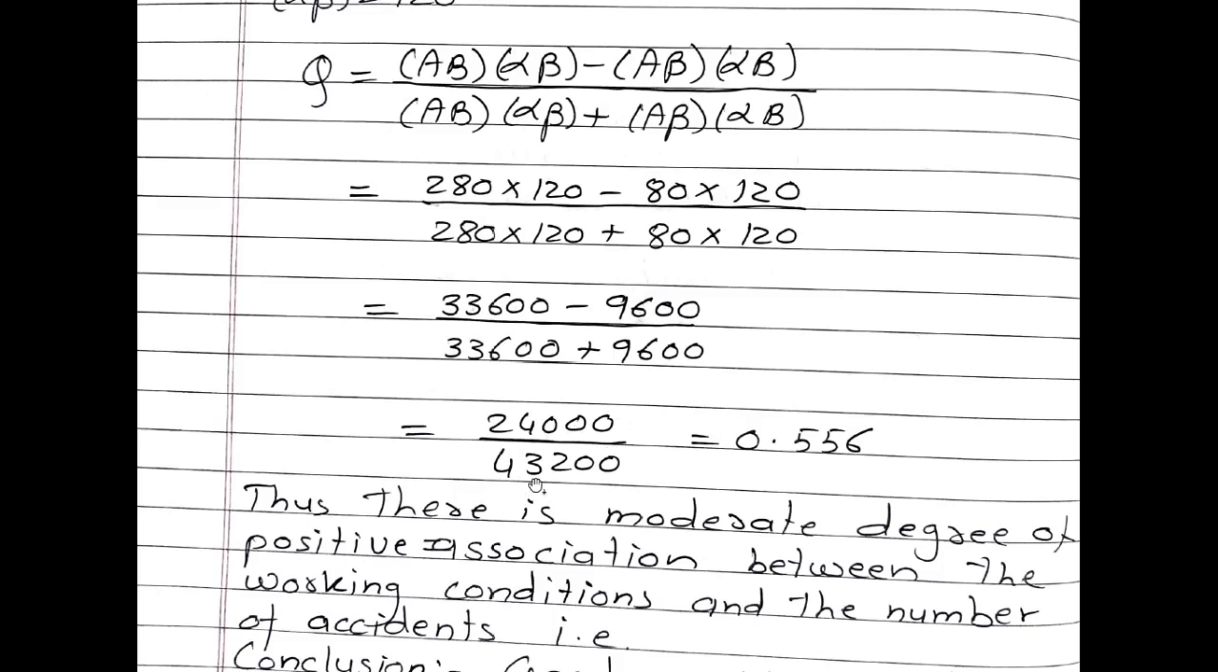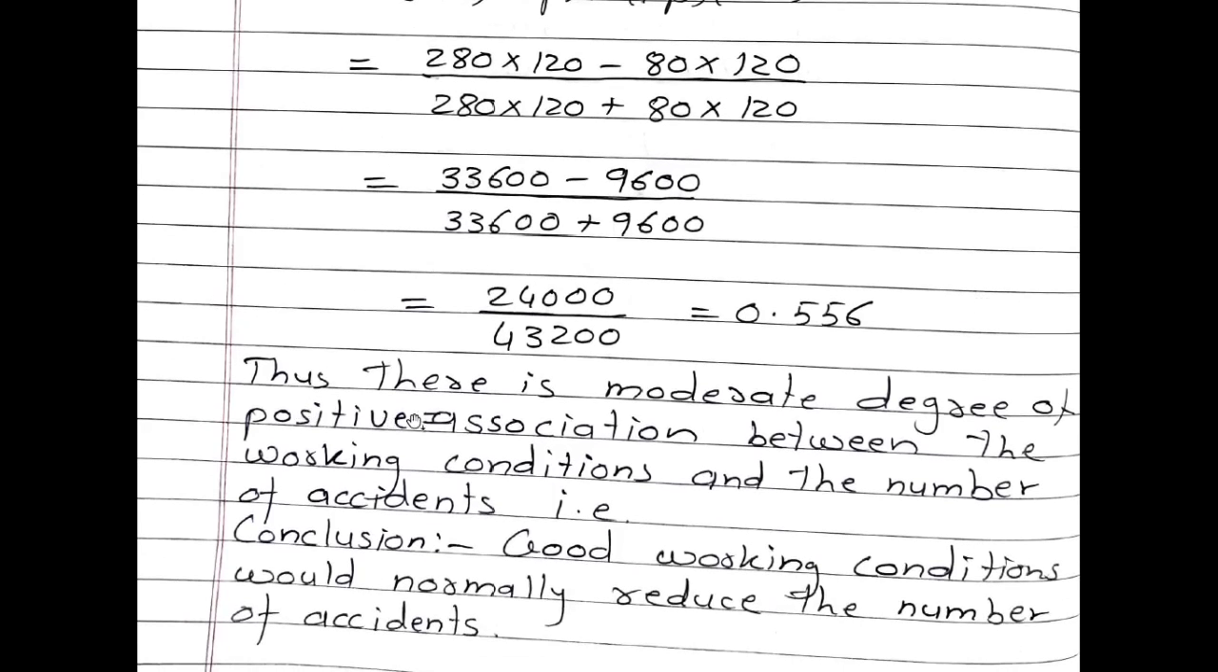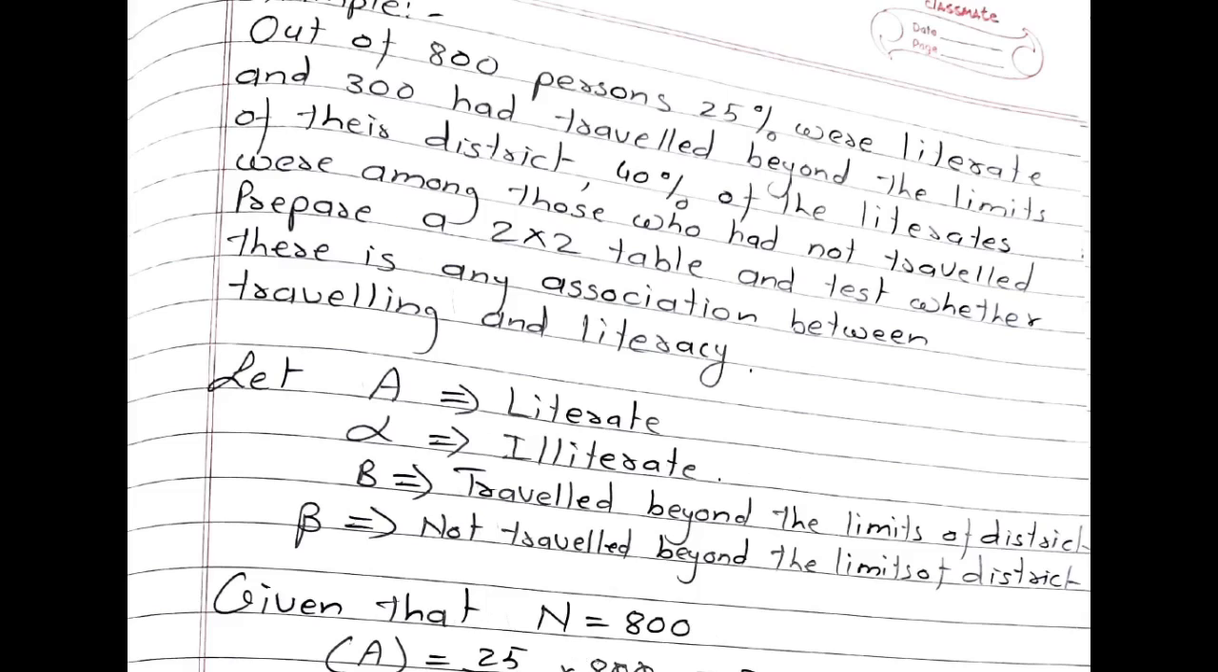So if you divide these two numbers, we are getting this is equal to 0.556. Thus, there is a moderate degree of positive association between the working conditions and the number of accidents. That is conclusion. Good working conditions would normally reduce the number of accidents. Next example.